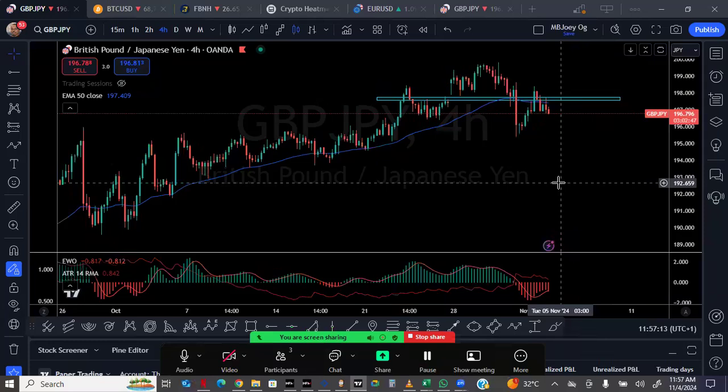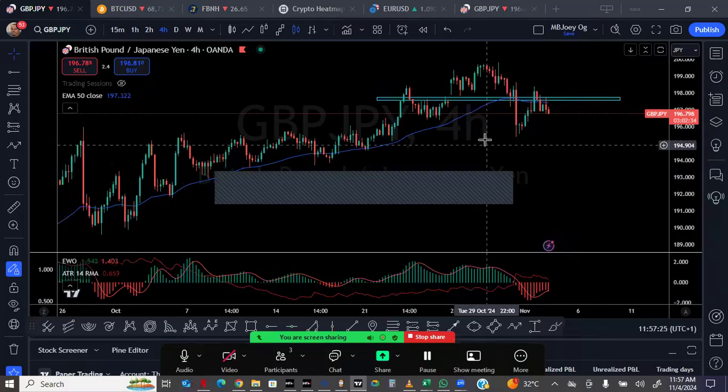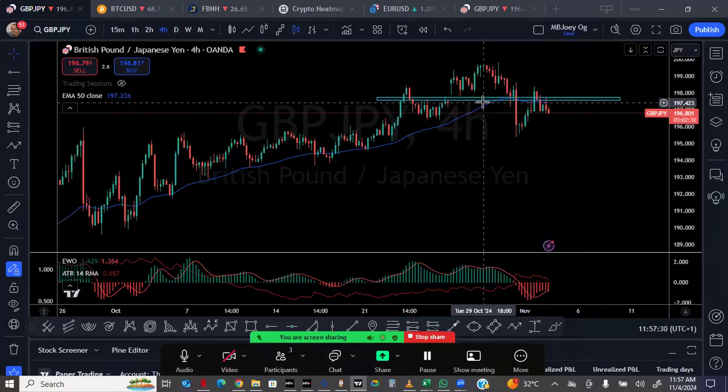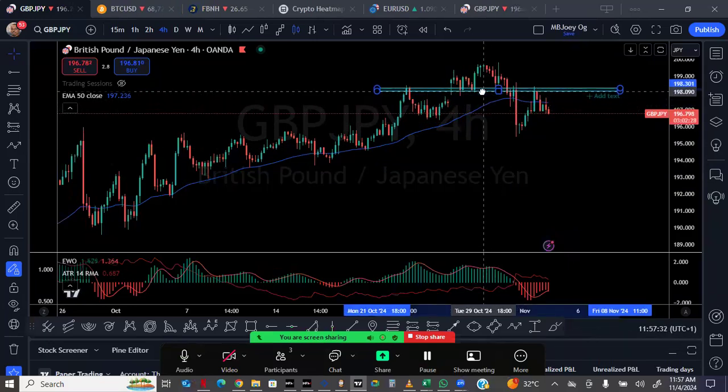Because it looks like it's going for a retest, or it has gone for a retest, and it looks like there's a continuation, and the EMA is going downwards. Good.